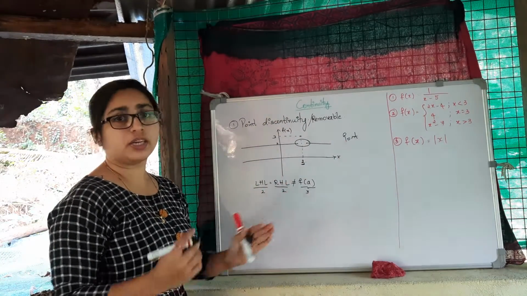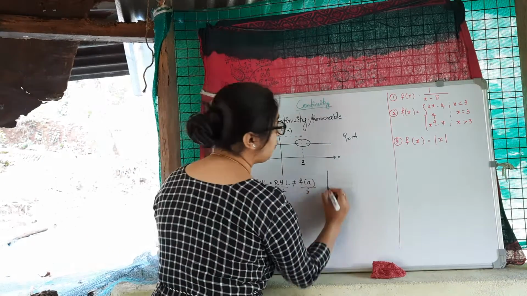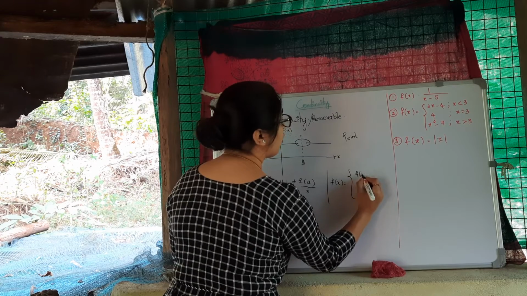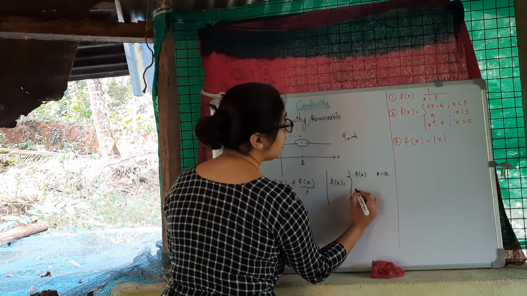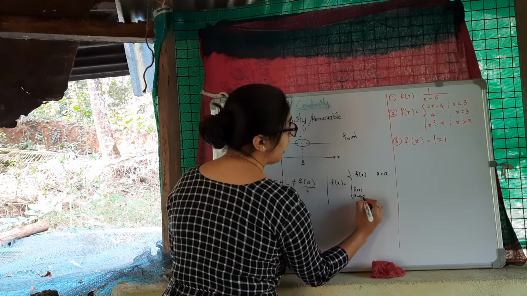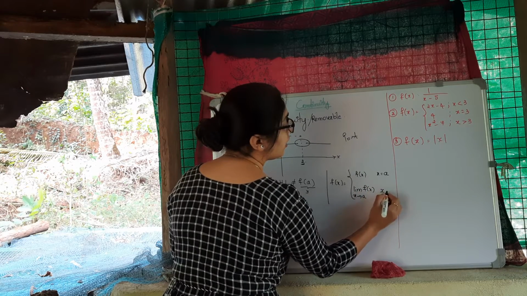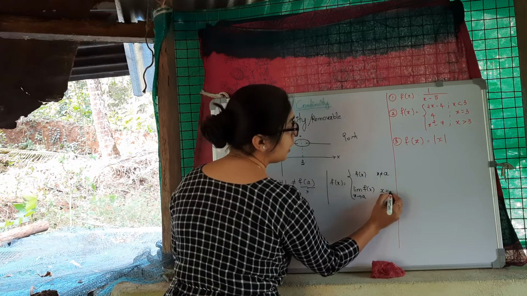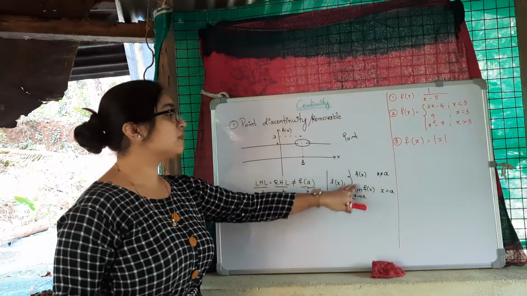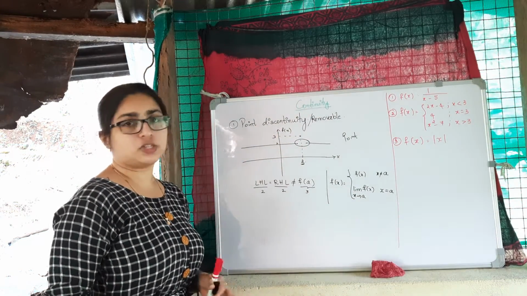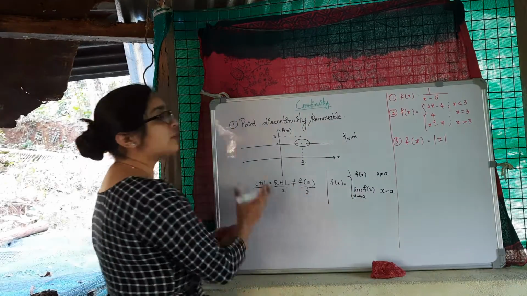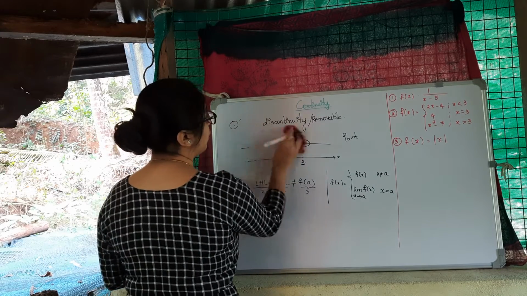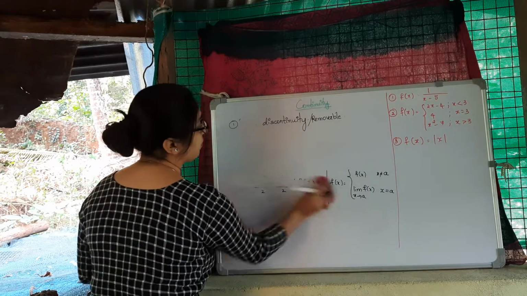This type of function can be made continuous by redefining it: f of x equals f of x at x not equal to a, and at x equal to a, it becomes the limit of f of x as x approaches a. If you do this, the function becomes continuous. Next, you have the jump discontinuity or the step discontinuity.